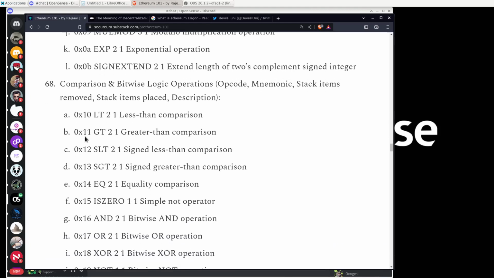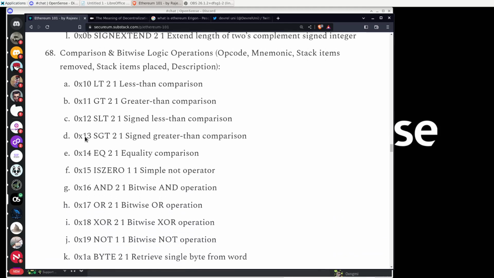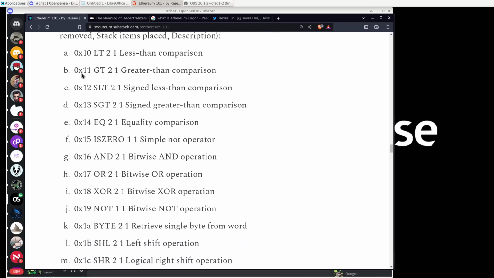The comparison operations are 0x10 for a less than comparison, 0x11.